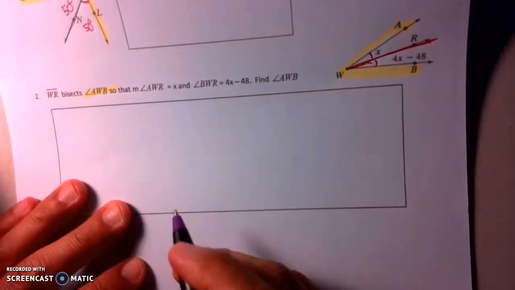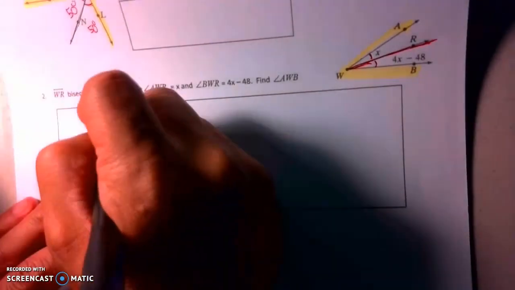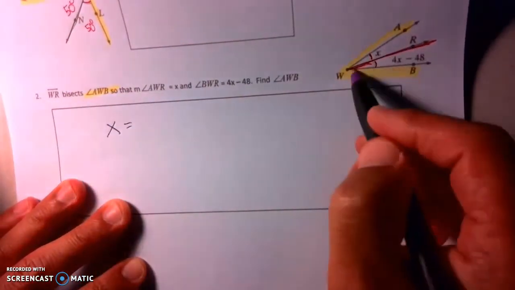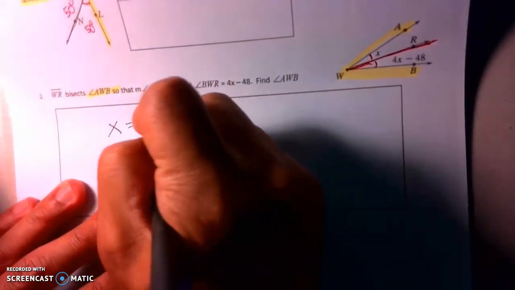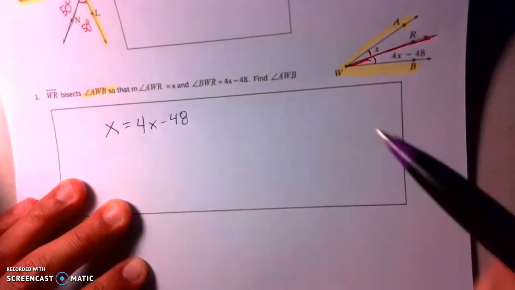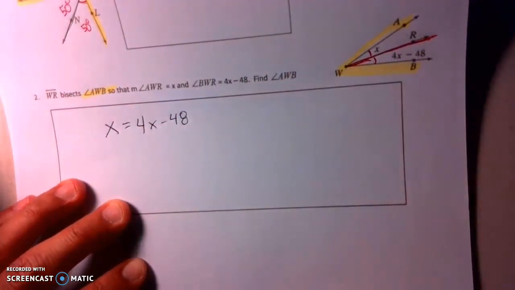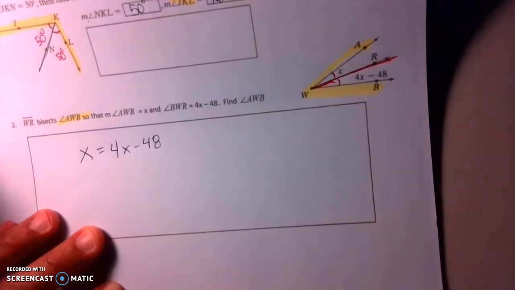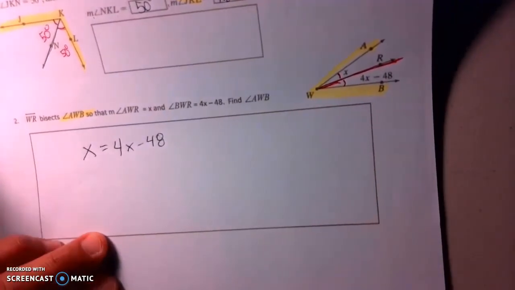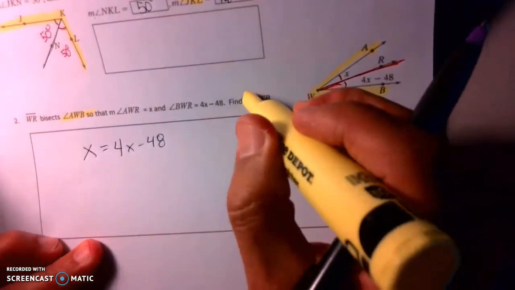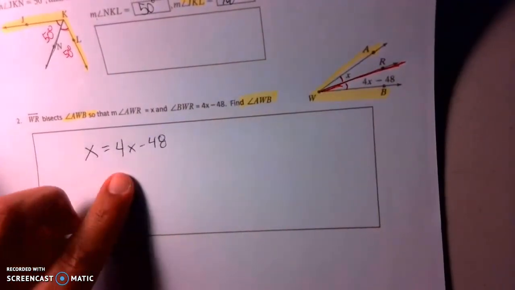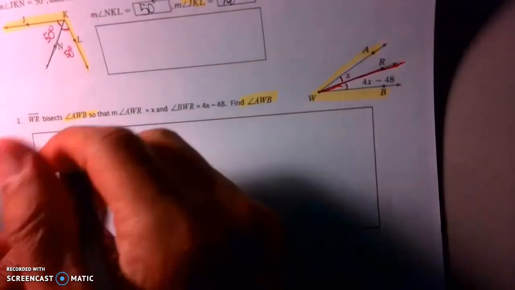We're going to solve for x. We're going to say this top portion, which is just x, is equal to the bottom angle, 7x minus 48. We're going to solve for x. And then once we solve for x, we would plug it into the picture, and you can figure out the angle in yellow, AWB. Okay, but let's first solve for x by realizing equal angles.